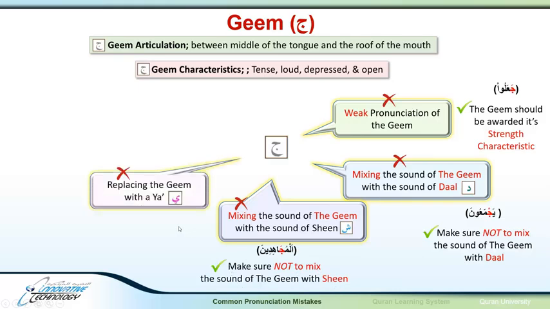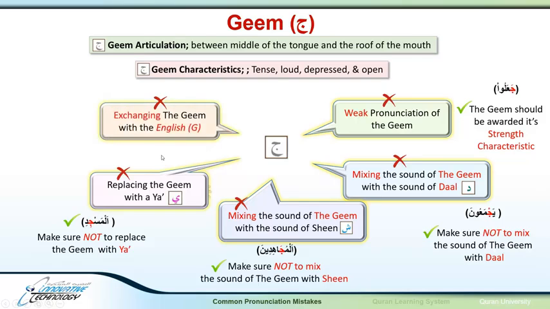The fourth mistake is replacing the jim with the ya. This is common in some Gulf states where instead of the jim they replace it with the ya, and it sounds like this. Al-masyid. Yid instead of jid. So the proper way of pronouncing it is المسجد الحرام. Jid and not yid. So make sure not to replace the jim with the ya.